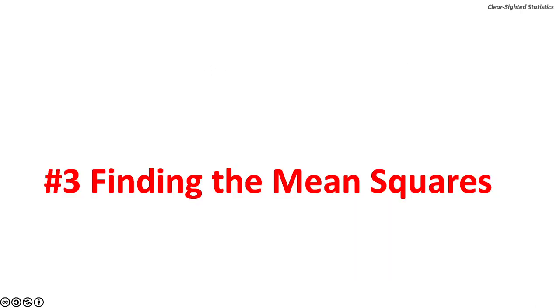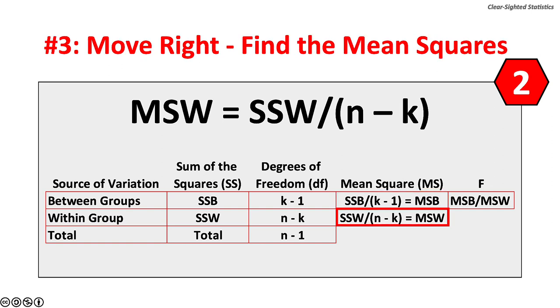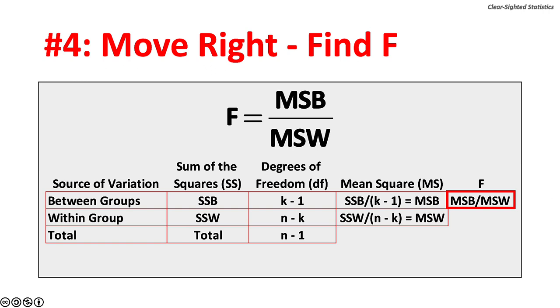Step 3, moving one column to the right, we find the two mean squares. The first is mean squares between groups. It is found by the sum of the squares between groups over K minus 1, which is the degrees of freedom. The second is mean squares within groups. It is found by the sum of the squares within groups over N minus K, which is its degrees of freedom. And finally, we move one column to the right to calculate the value of the F-test statistic. It is a simple fraction, mean squares between groups over mean squares within groups.